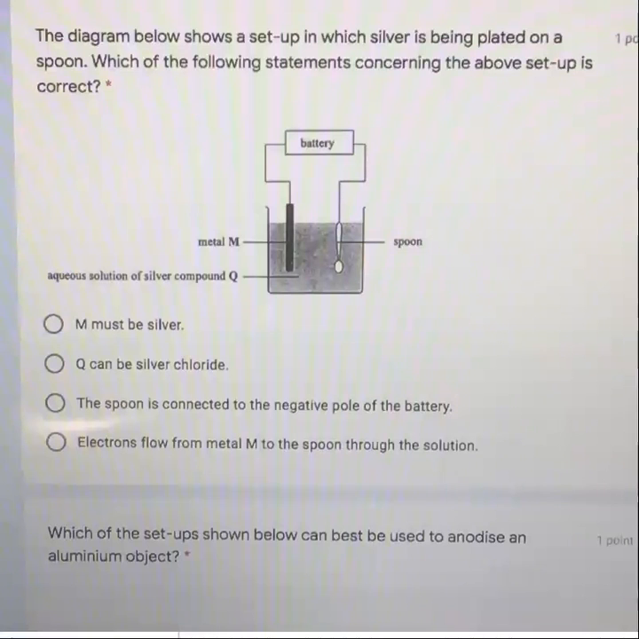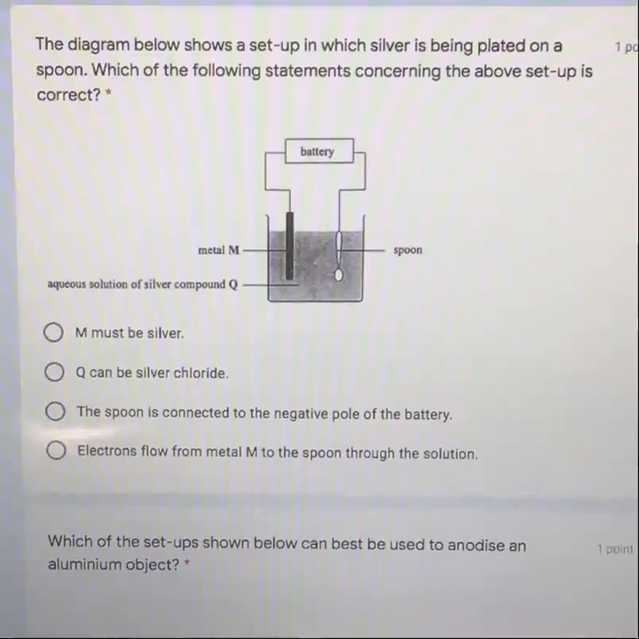And then the next one: the spoon is connected to the negative pole of the battery. Yes, negative pole and the cathode. Because what we want here is silver ions to gain electrons to become silver, and the silver then plates onto the spoon. So it should be connected to the negative pole.